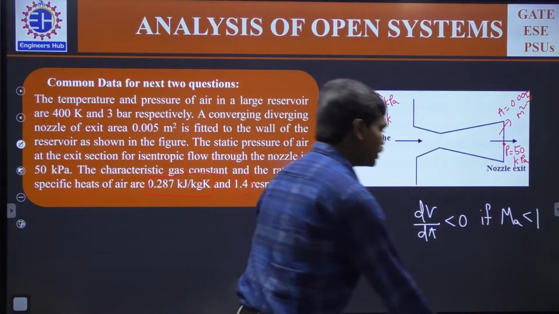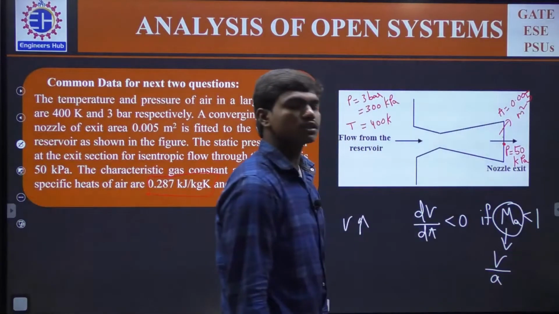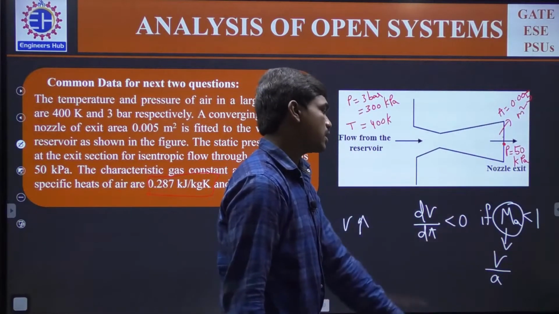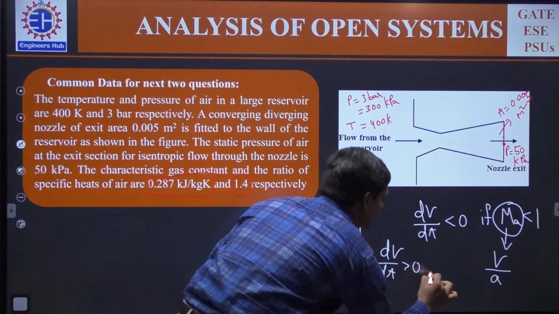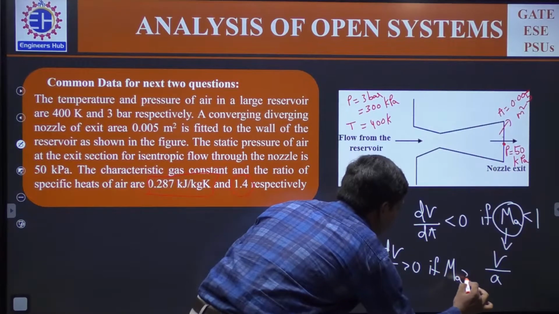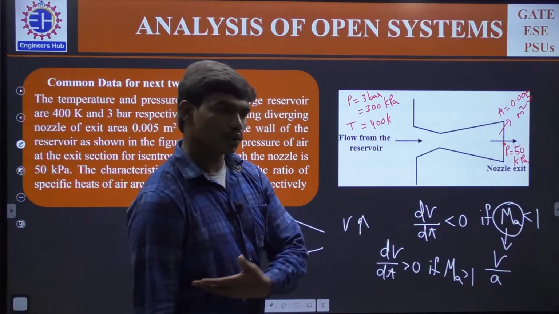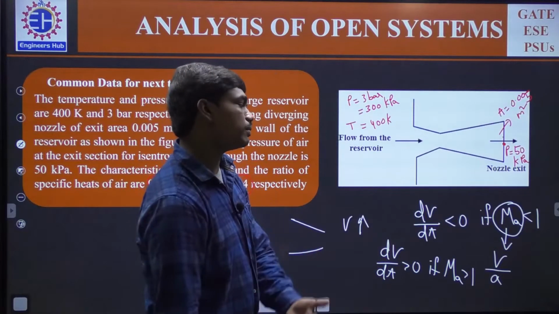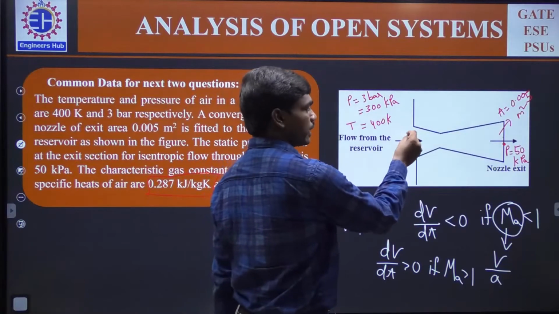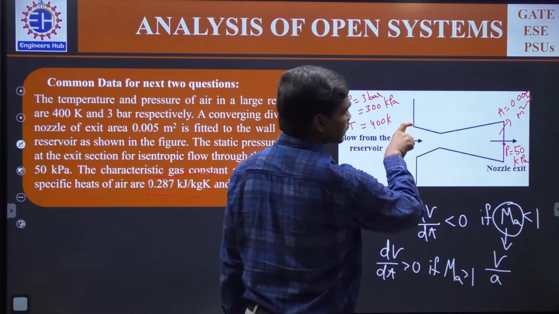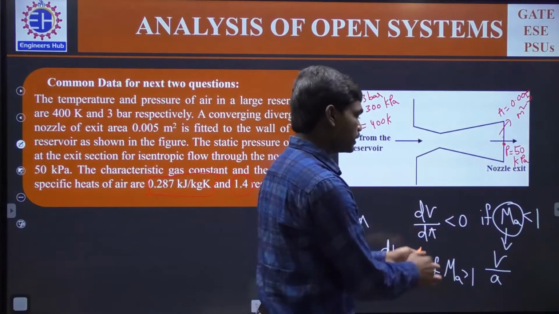What is a Mach number? Generally Mach number means actual velocity by acoustic velocity, means sound velocity in a given condition. So dV by dA is greater than 0 if Mach is greater than 1. Generally when fluids are moving like rockets, space shuttles, at speeds more than acoustic velocity in that medium, dV by dA is greater than 0. Whenever at the nozzle inlet the initial velocity is 0, till Mach 1 you need a converging nozzle, because the fluid gets accelerated.